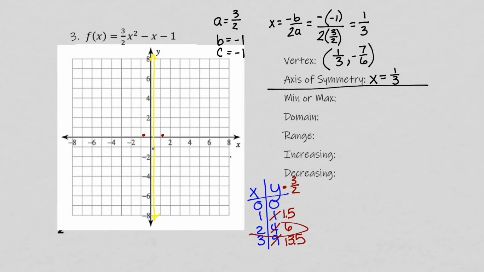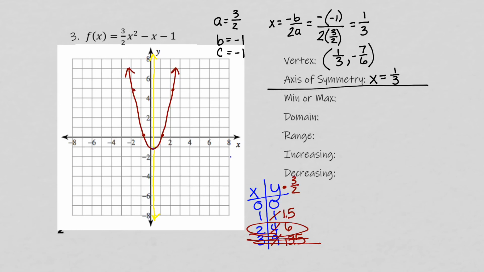The next point is right 2 from our vertex, up 6. 1, 2, 3, 4, 5, 6. And left 2, up 6. We're not going to be able to fit the 3, right 3, up 13.5. So I know I can graph going to my vertex and back up. Okay. So this one has a minimum.